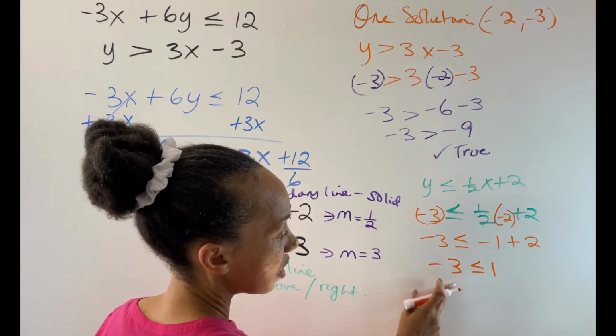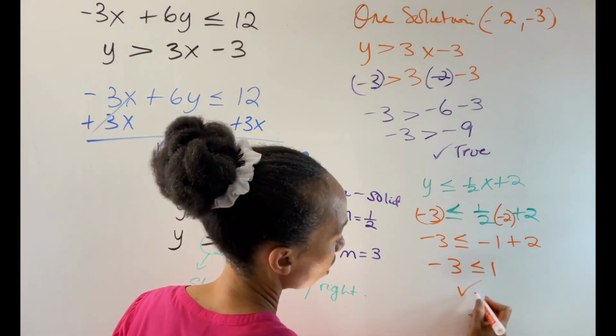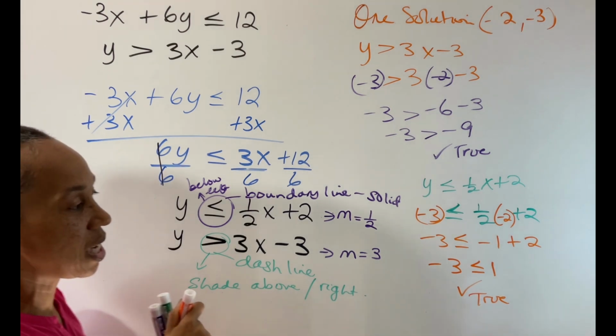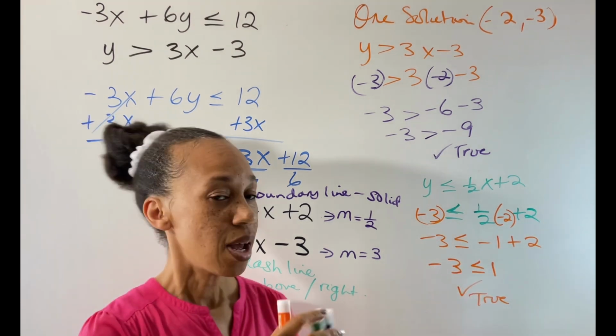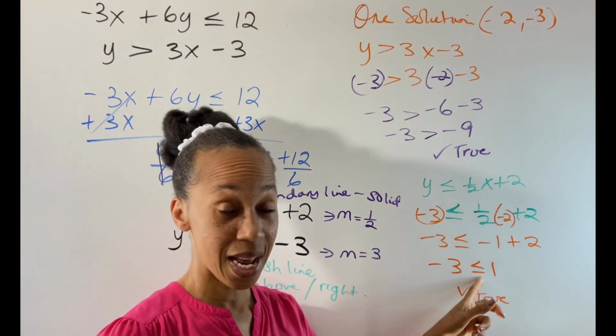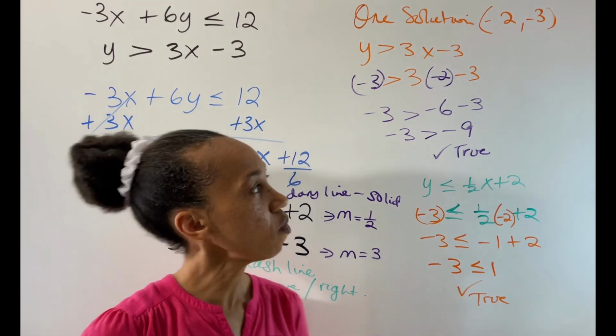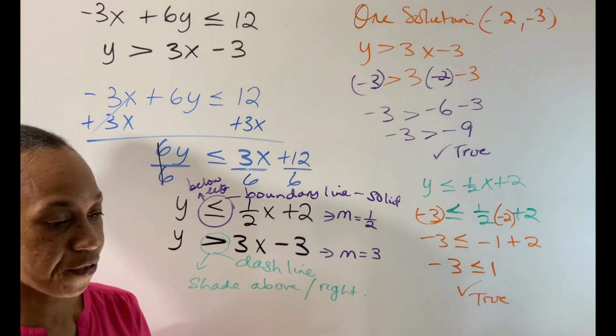Now looking at this, is this true? Yes. This is true because -3 is indeed less than -1. Obviously it's not equal to, but it's less than or equal to. That is the inequality symbol right here. So this is what we have for the first one.